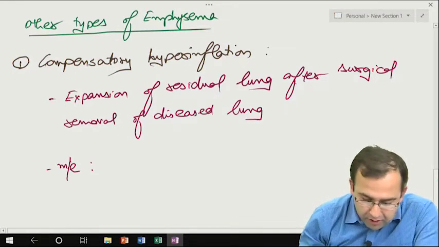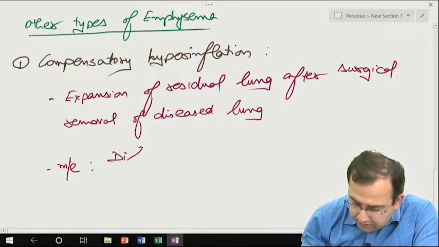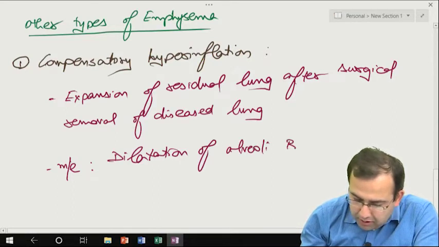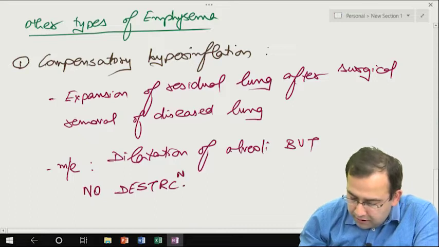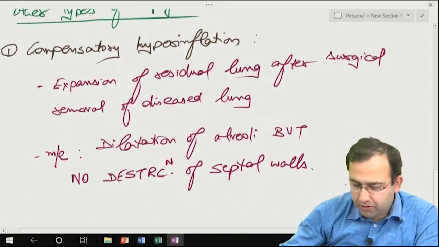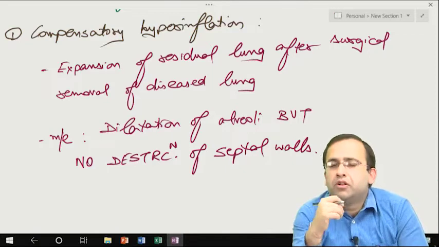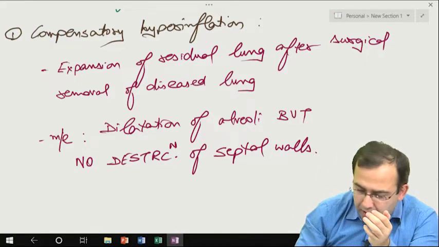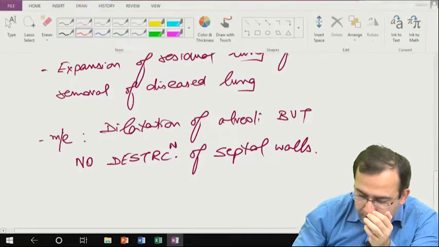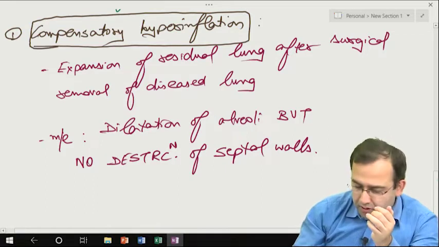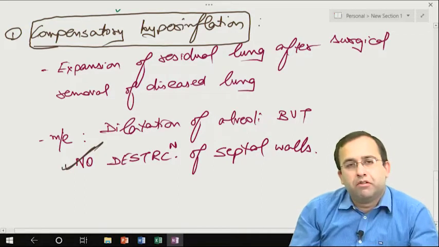In compensatory hyperinflation, there is dilatation of alveoli, but there is no destruction of septal walls. This is important. When we see what emphysema looks like microscopically, I'll show you that the septal walls are destroyed, except in compensatory hyperinflation. This is a compensatory response, so there is no destruction of septal walls.